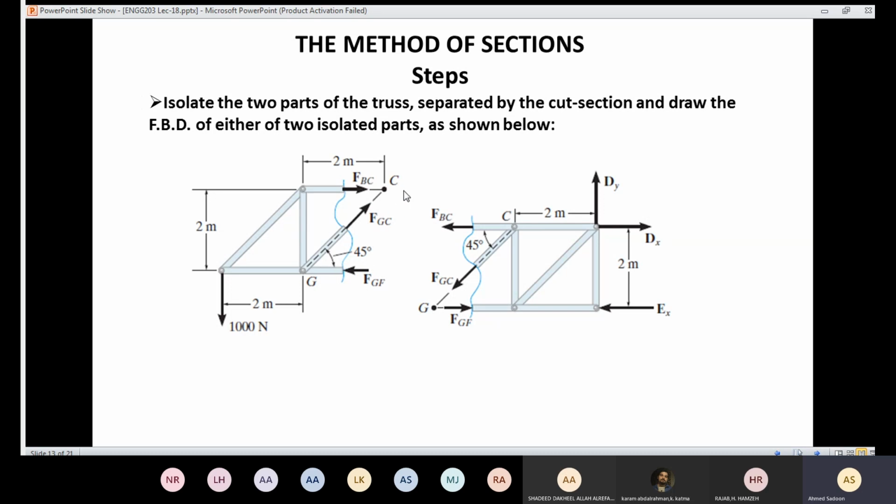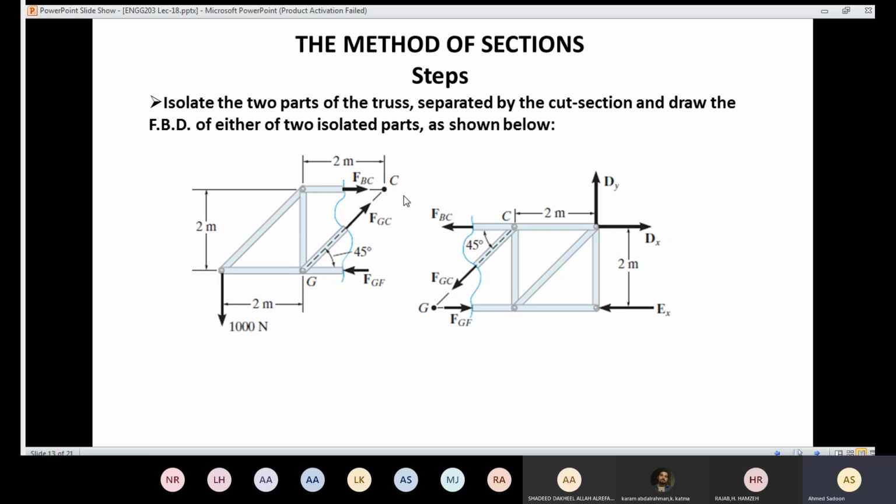So I have the choice to choose whatever direction, because when you find the answers, if the answer comes out negative, that means your assumption is incorrect. We have done this a lot throughout the course.